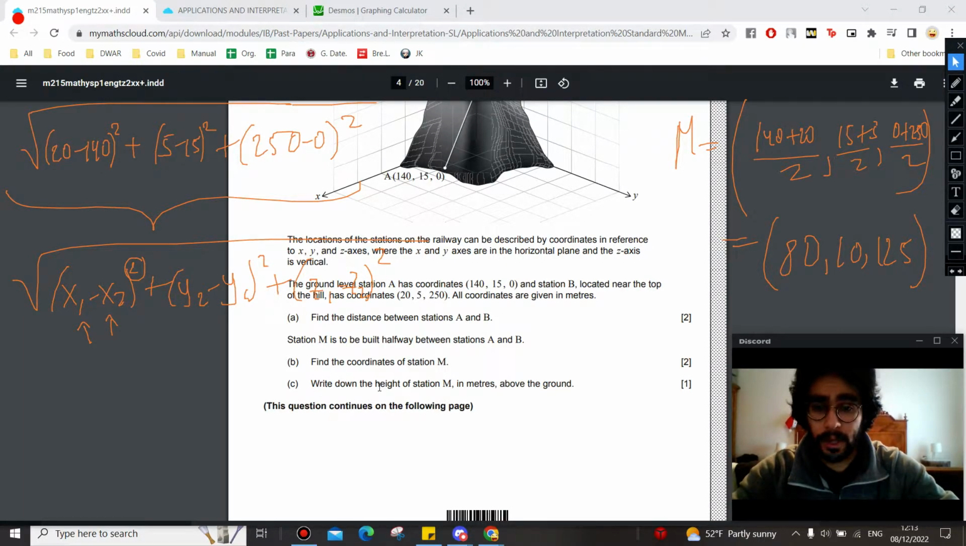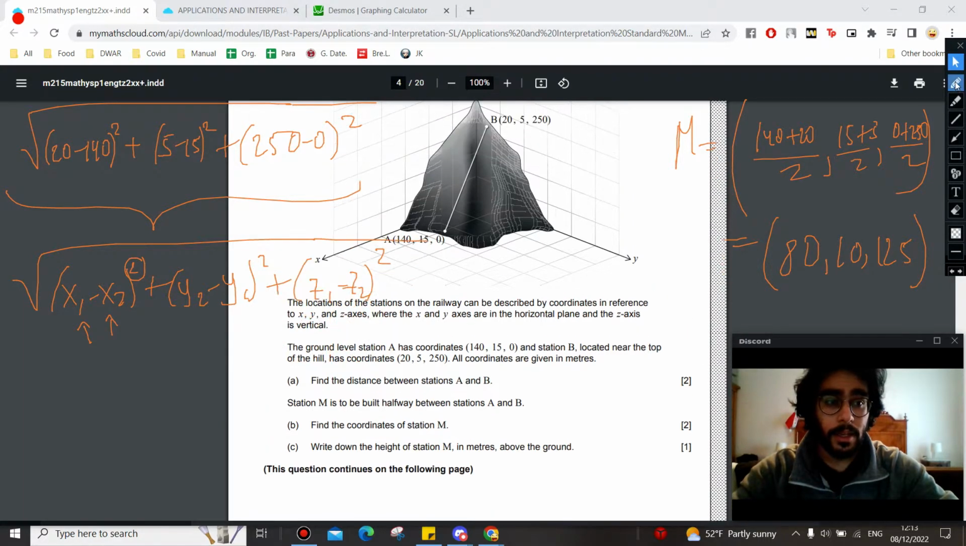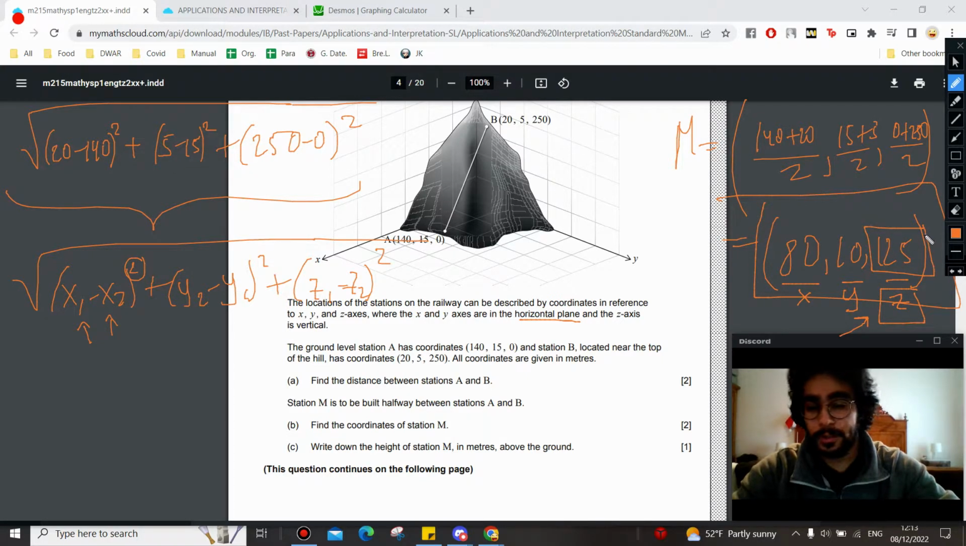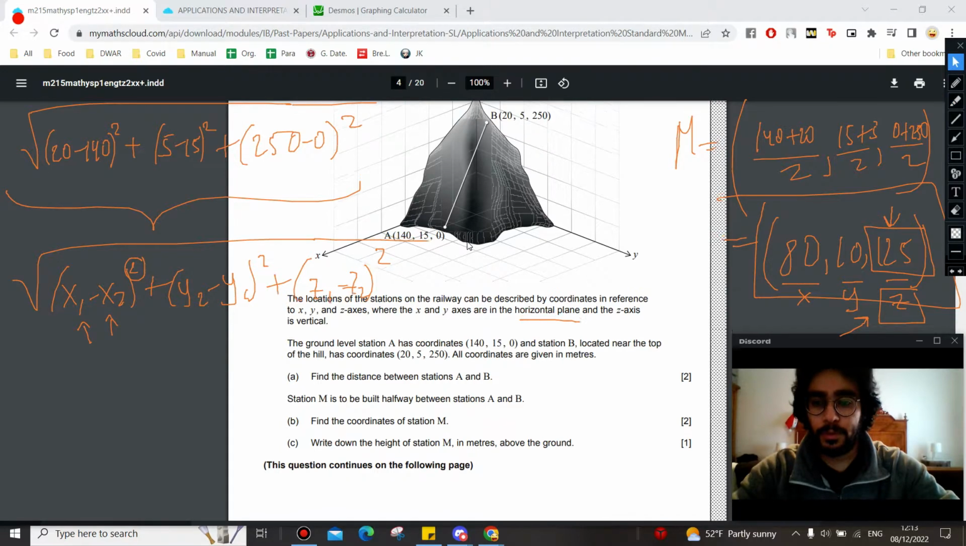Final question: write down the height of the station M in meters above the ground. Well, we know that the first two coordinates are for X and Y, right? And the last one is for Z. And the question says that X and Y are for the horizontal plane, so left and right, and forward and backwards. But Z will be up and down, which means the height of the station. So we need to look at the element Z in this coordinate, which is 125. So your answer is 125. This will be the answer for part C, to be clear. Okay, so we move on to the next question.